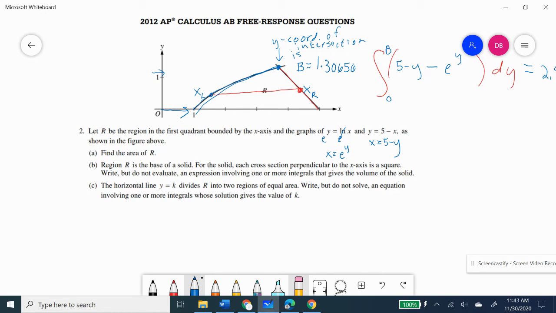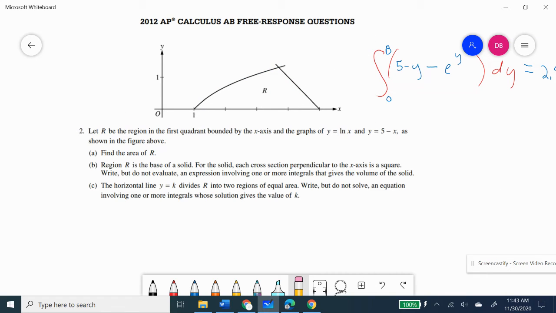Okay, letter B. I'm going to erase. And I should probably keep those x values that I found. So let me write x equals e to the y, x equals 5 minus y. Very important functions. Now, region R is the base of a solid. For each solid, cross sections perpendicular to the x-axis is a square. Perpendicular to the x-axis is the first thing I look for in cross-sectional volume. Is it perpendicular to x or perpendicular to y?